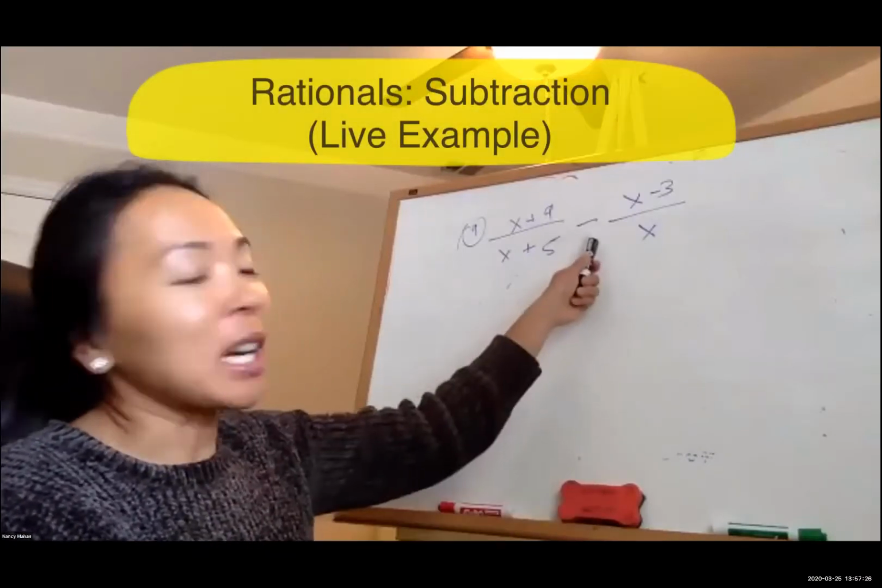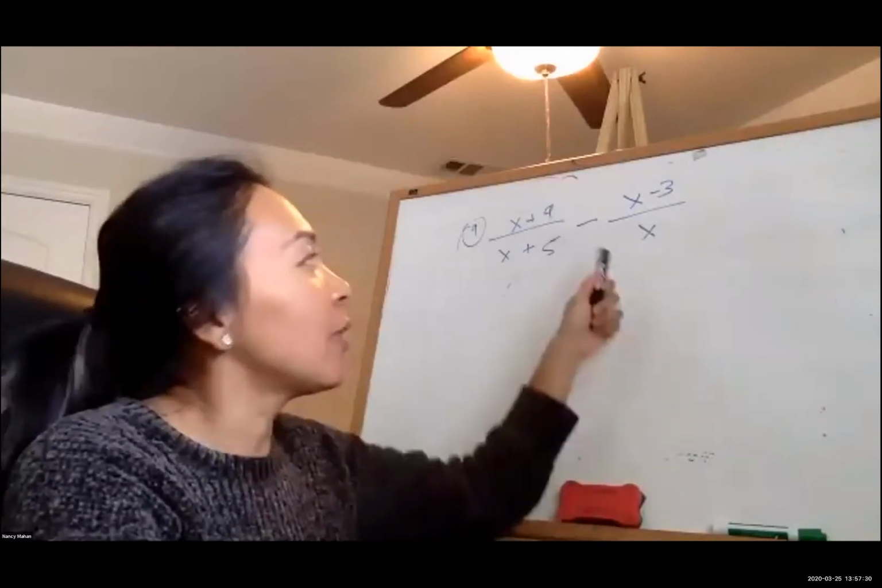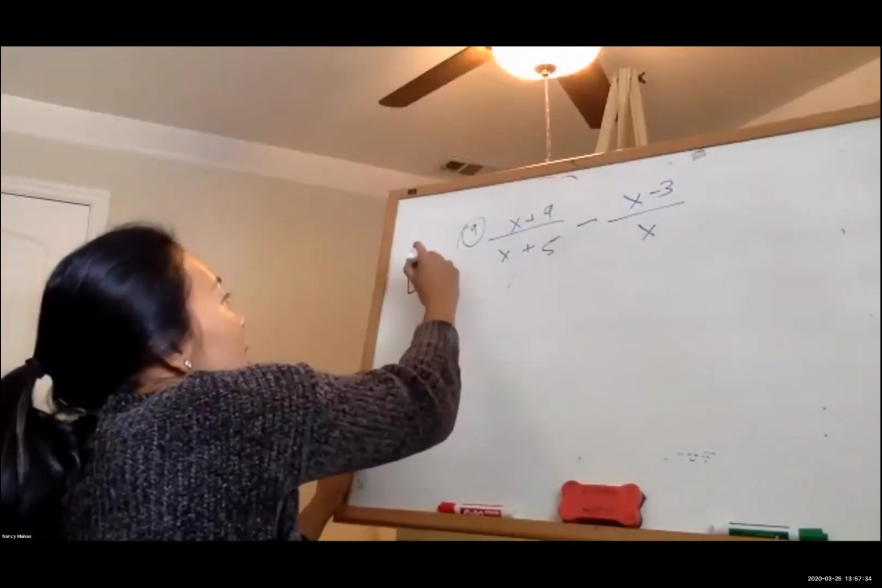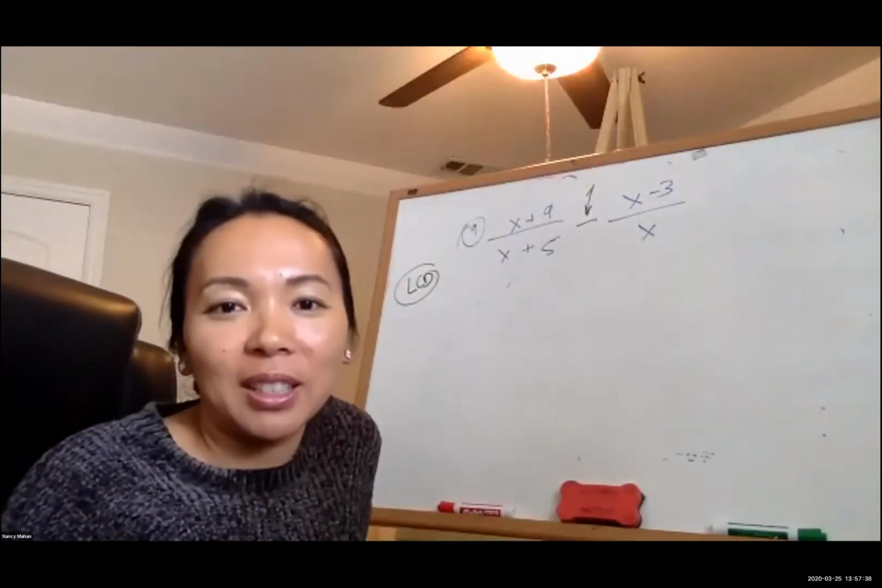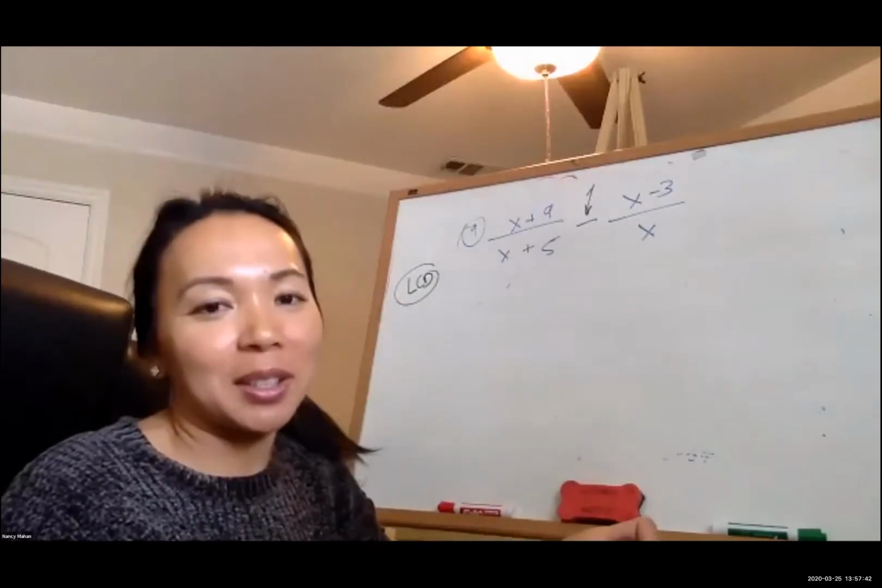I see subtraction signs, so I think to myself, I need to have a lowest common denominator. If it's multiplying or dividing, I don't even have to worry about it. But because I see the subtraction sign, I think lowest common denominator. So the lowest common denominator is the product of unique factors in the denominator.